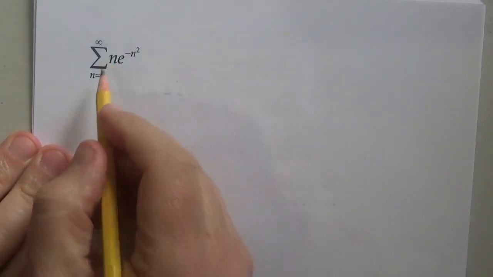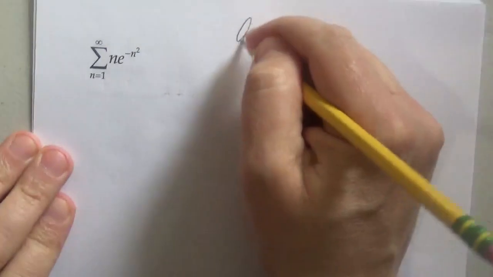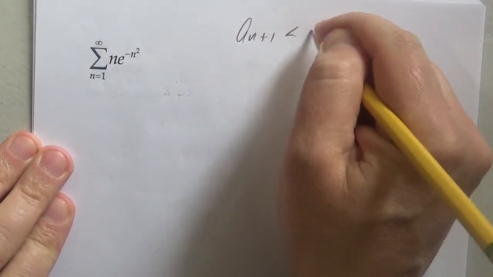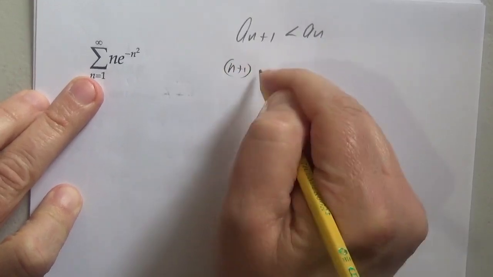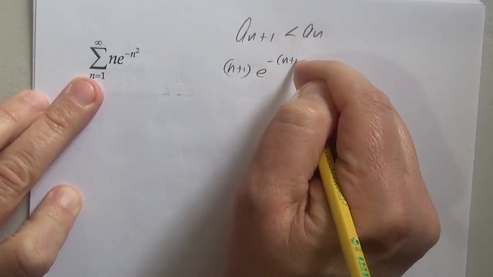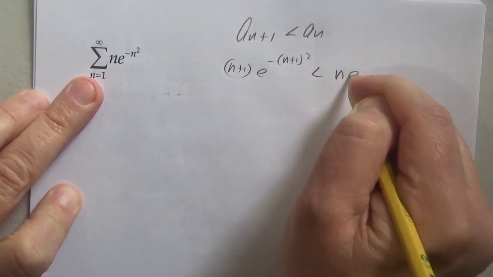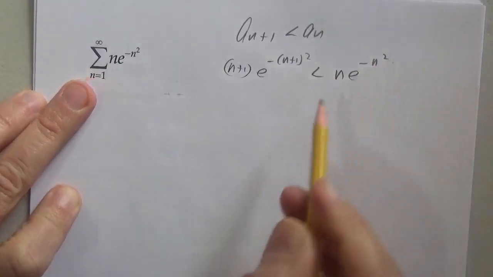Okay, so we want to show that this guy is decreasing, kind of weird to look at. So I do a sub n plus 1 is less than a sub n. If I plug in n plus 1 here, I get e to the negative (n plus 1) squared is less than e to the negative n squared.